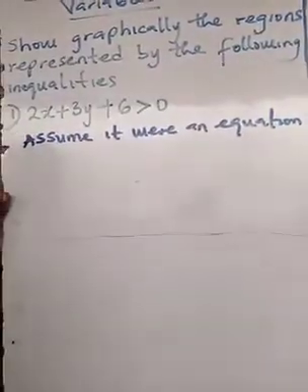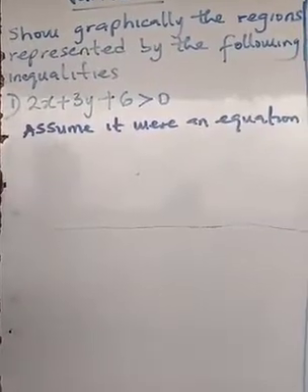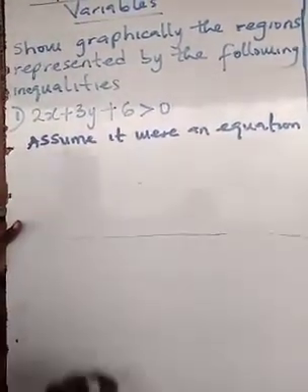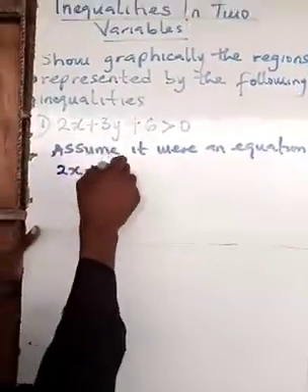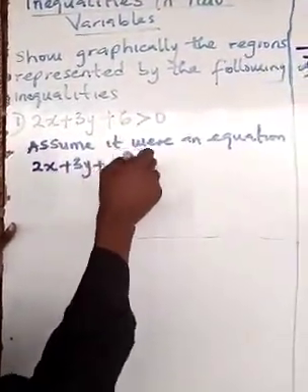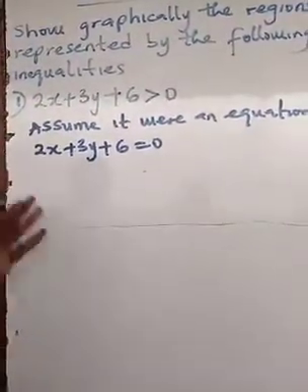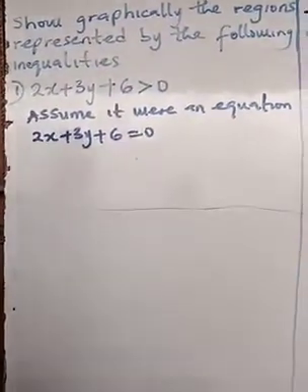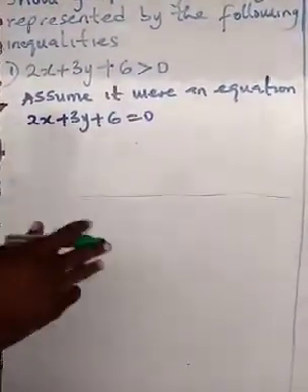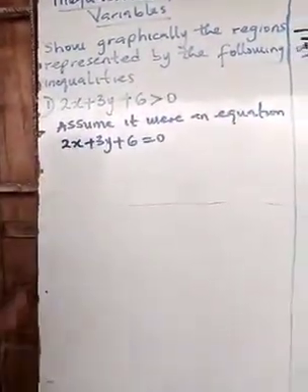That's the first step in representing this, finding the solution to this. You assume it were an equation. So if you assume it were an equation, that means this is going to be 2x plus 3y plus 6 is equal to 0. So that's the first step. Then the next step is to make y the subject.